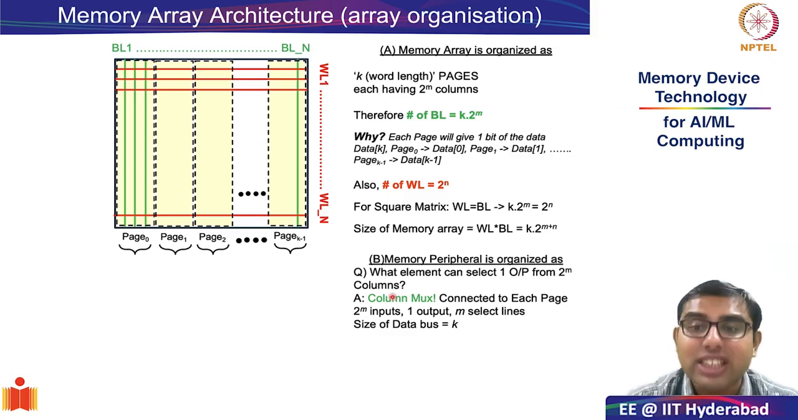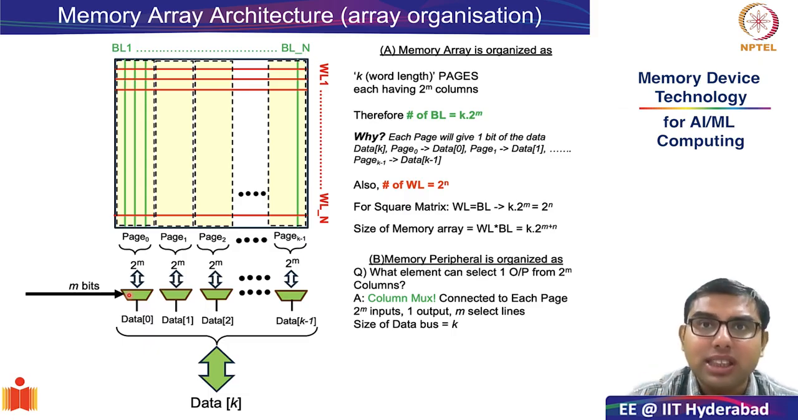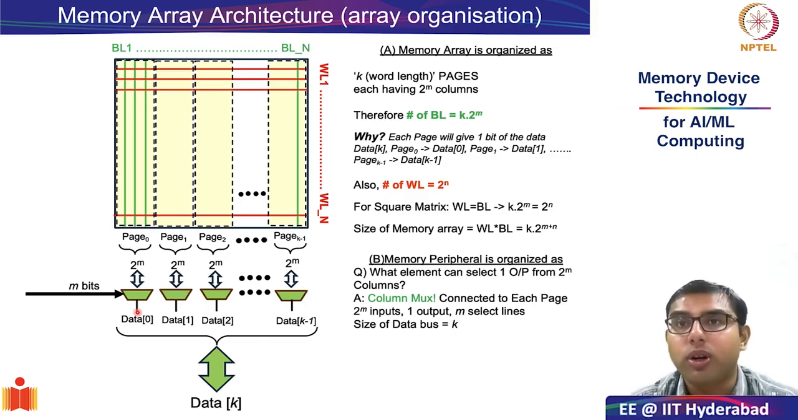So a column mux is essentially used to select one data output from 2 to the power of m lines. And this is facilitated by supplying m bits. Just like the decoder, you had n bits and you were selecting one of the 2 to the power of n lines. In a column mux, the input is 2 to the power of m bits and m select lines. These m select lines decide which of the 2 to the power of m inputs actually are routed to the output.